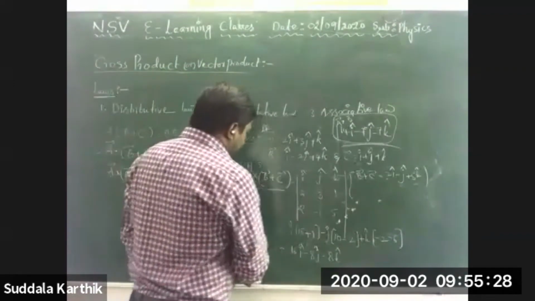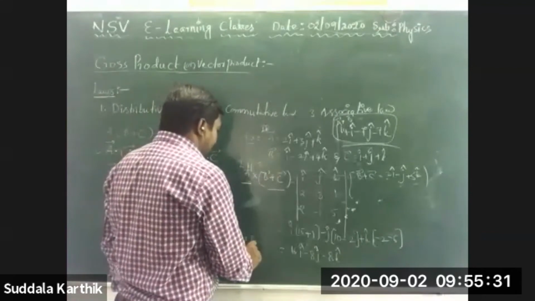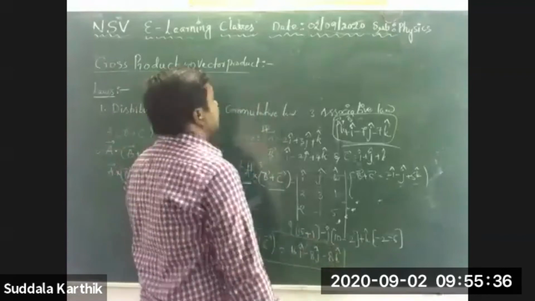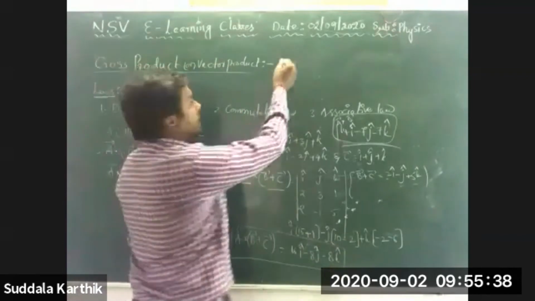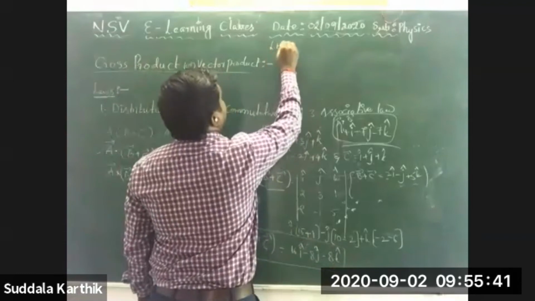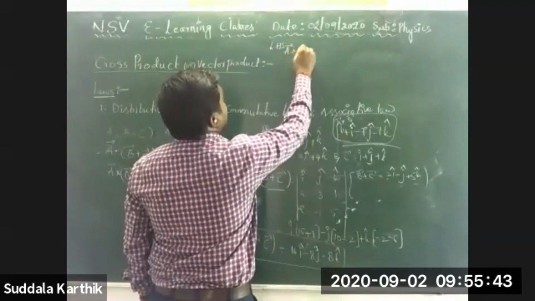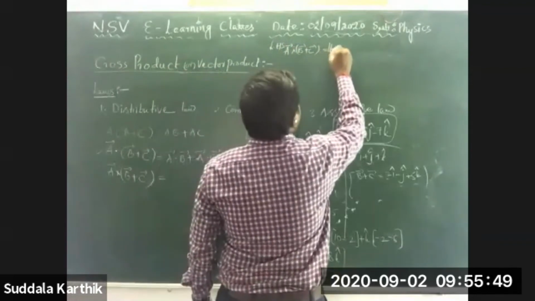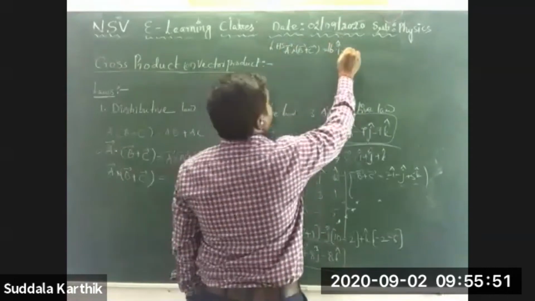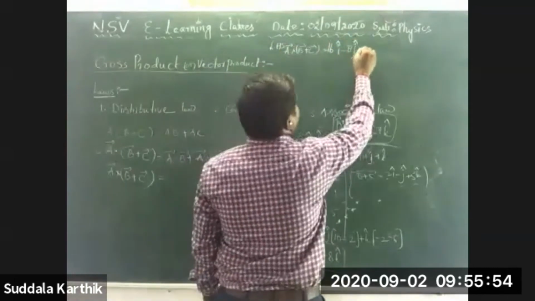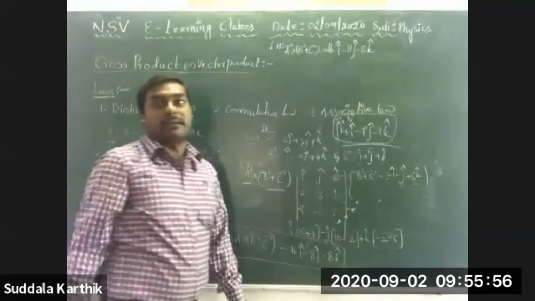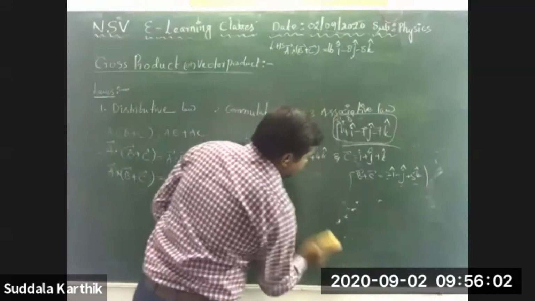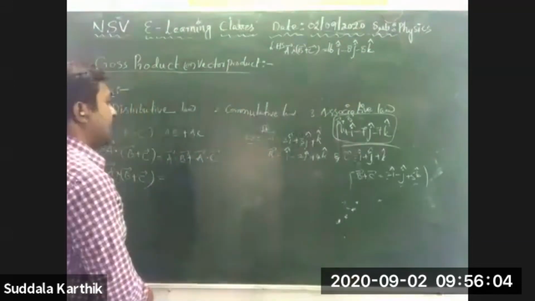This is the LHS: A bar cross B bar plus C bar. I got this one, and I am writing it here: 16 I cap minus 8 J cap minus 8 K cap. Now I am going to calculate the RHS part.